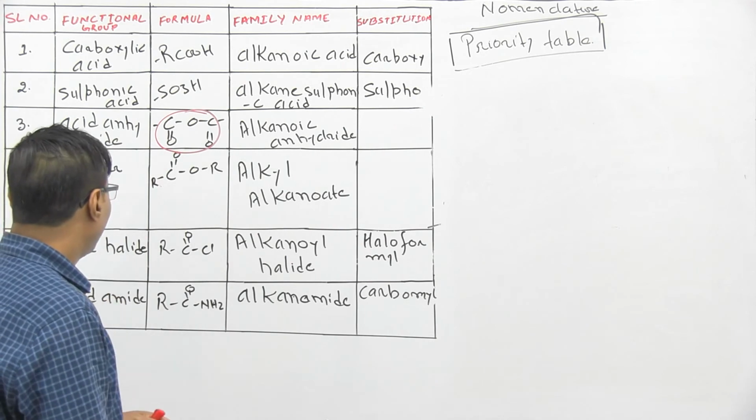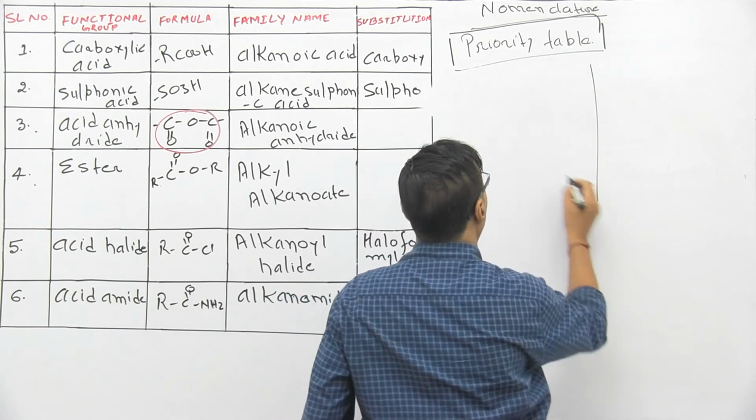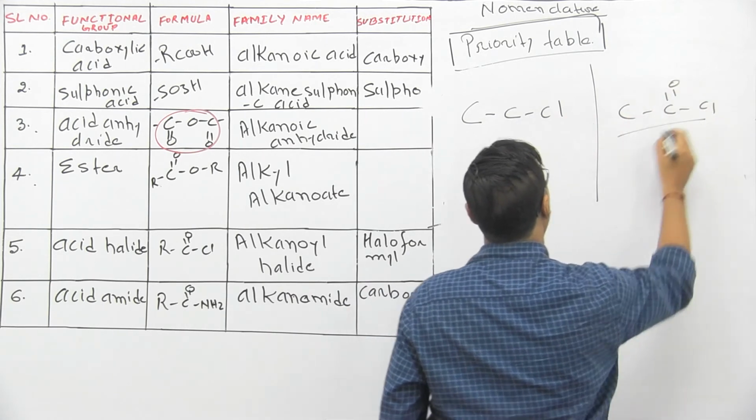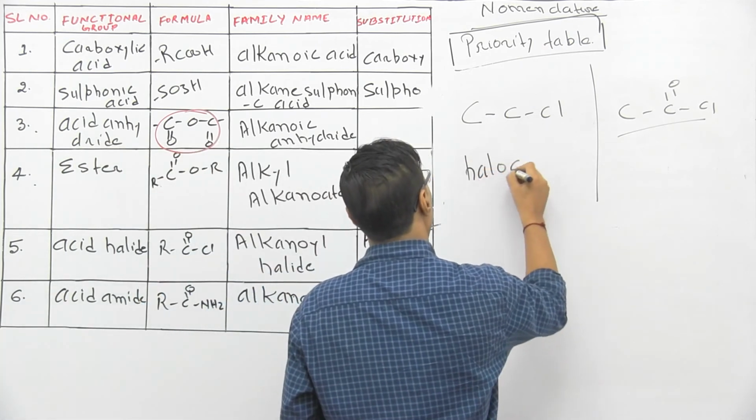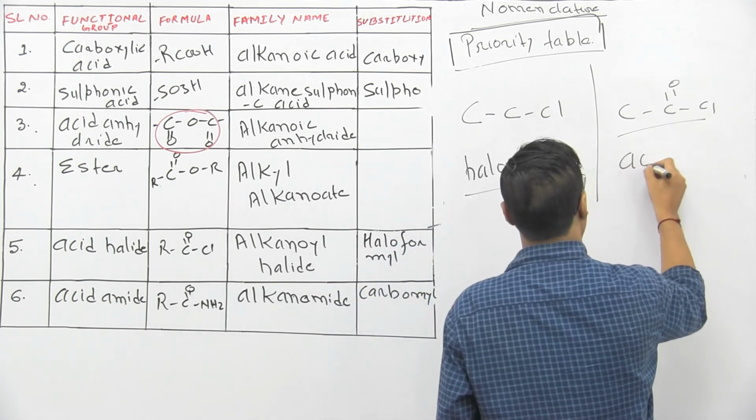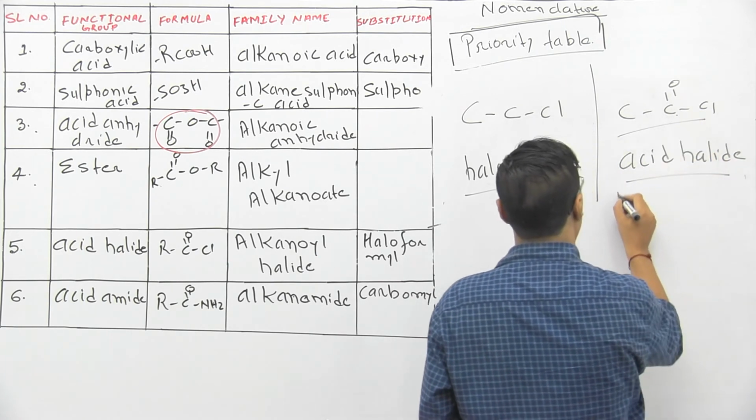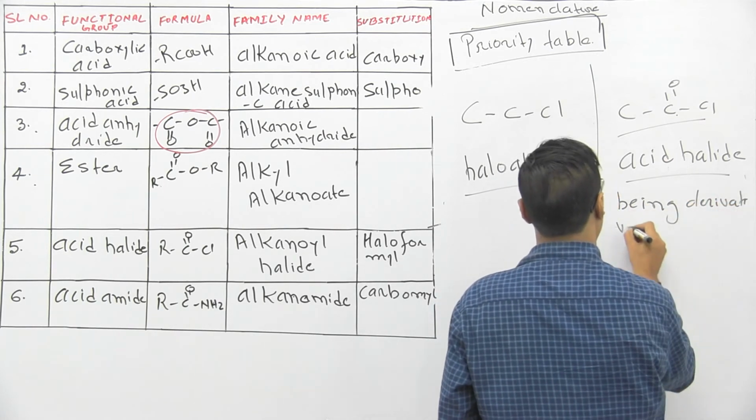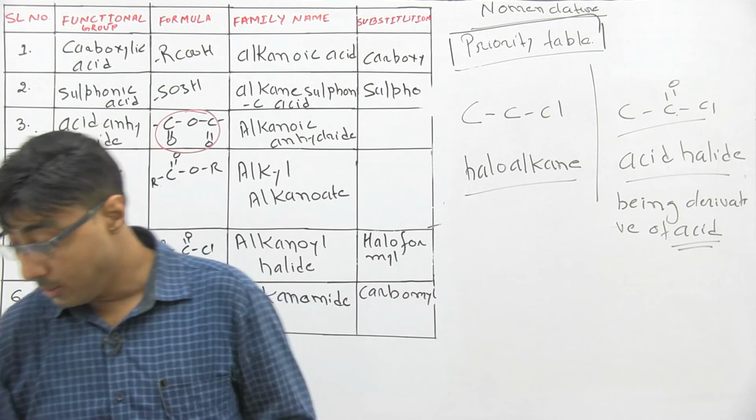Now come to this part, acid halide. Acid halide. So we have two types of halides. CCCl and CC double bond OCl. CCCl is a haloalkane, and this one is known as an acid halide. Why? Because it's a derivative of acid. It is a derivative of acid.